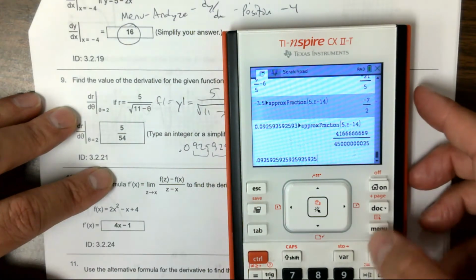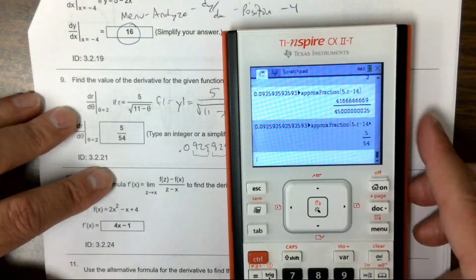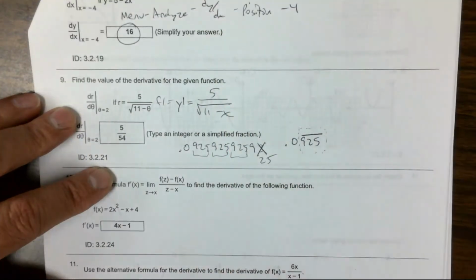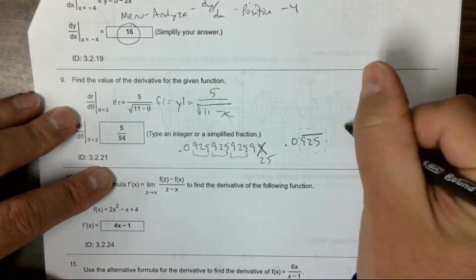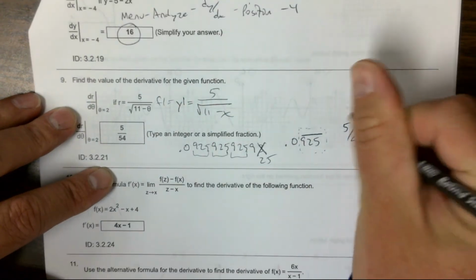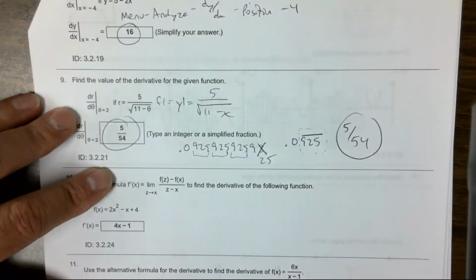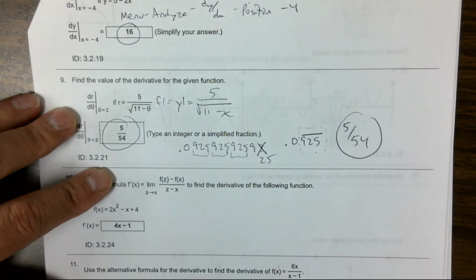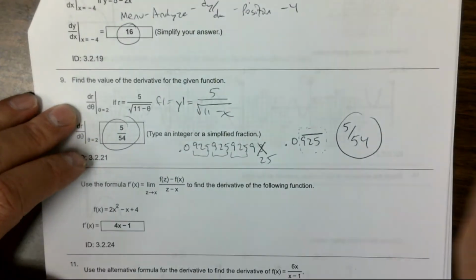Okay, menu, number, fraction, 5/54. Mic drop. It's all good when it works out.